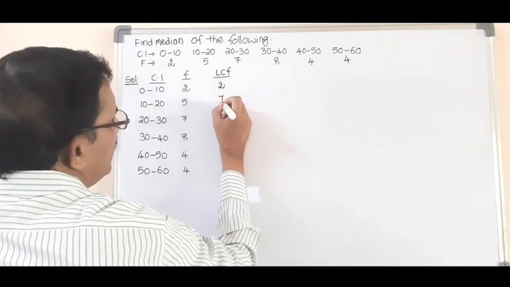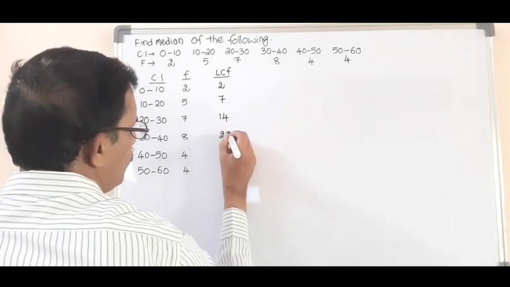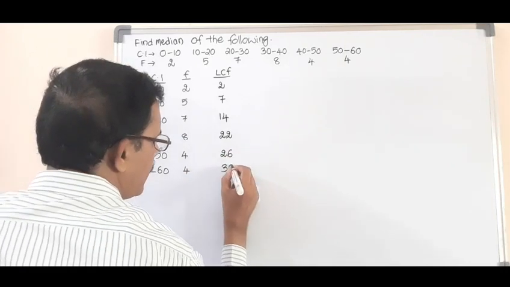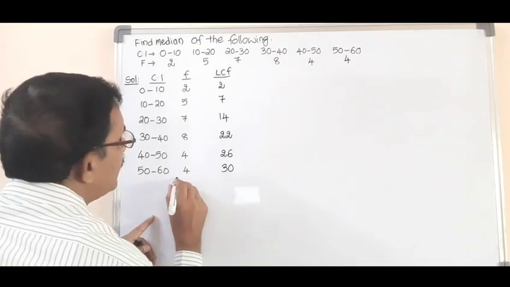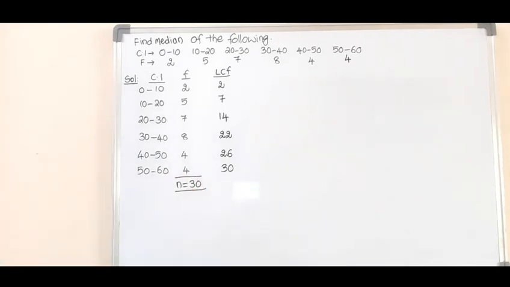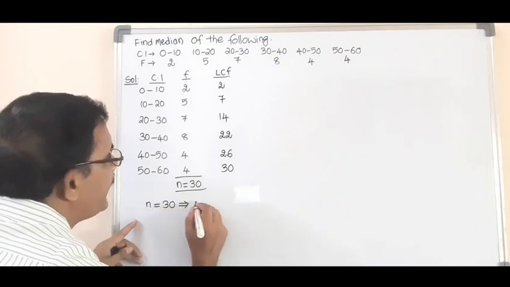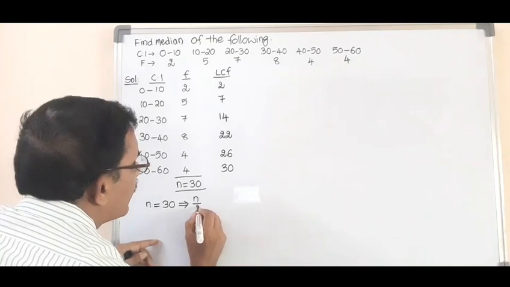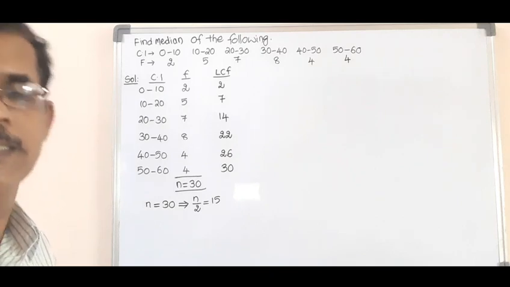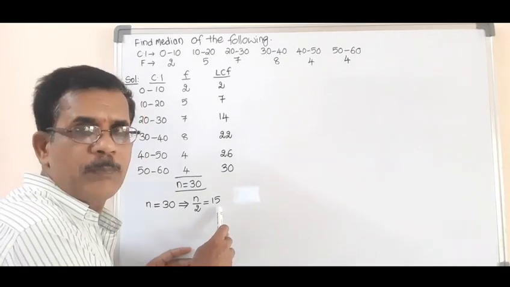Now we will add the first two frequencies. 2 plus 5, 7. 7 plus this 7, 14. 14 plus this 8, 22. 22 plus this 4, 26. 26 plus 4, 30. So here the sum of the frequencies is denoted by n, that is equal to 30. N is equal to 30 implies n by 2 is equal to 15. The observation which divides the given observations exactly into two parts is called the median. So it is the middle observation, the 15th observation.